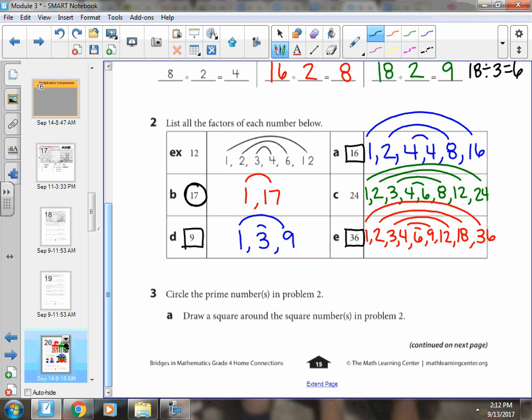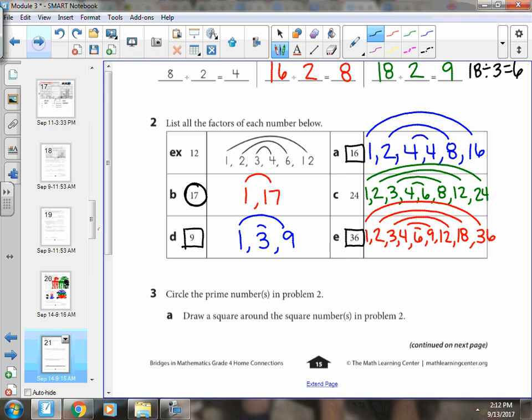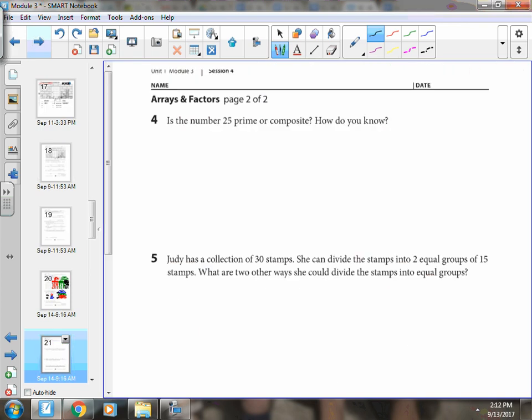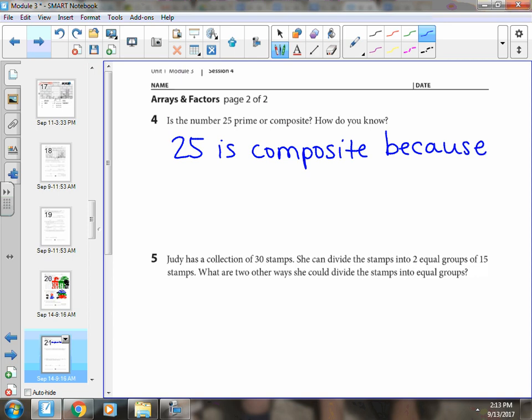All right, on to page 2. At the end, I'll show you all of the answers. Number 4, is the number 25 prime or composite? And how do you know? 25 is composite because it has more than 2 factors.